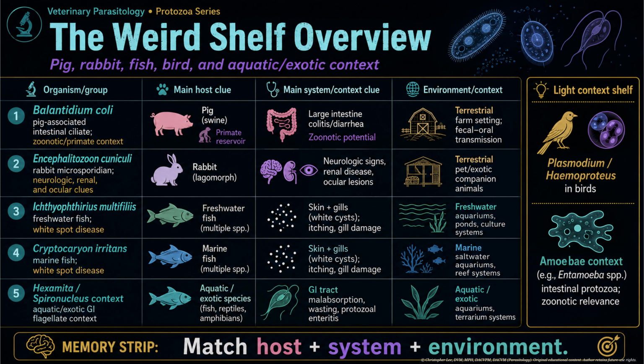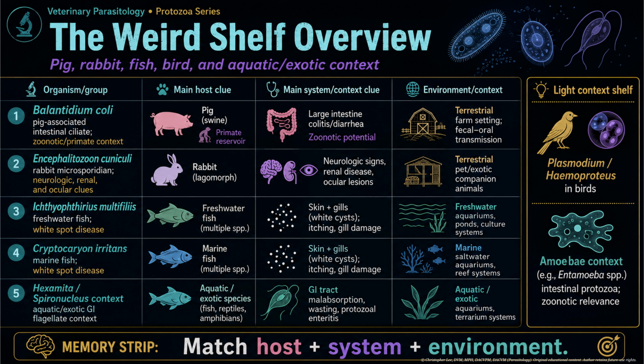Here's the whole lesson in map form. A pig with a large intestinal ciliate points towards Balantidium coli. A rabbit with neurologic, renal, or ocular disease should place Encephalitozoon cuniculi on the list. White spot disease divides by water. Freshwater suggests Ichthyophthirius multifiliis, while marine systems suggest Cryptocaryon irritans.